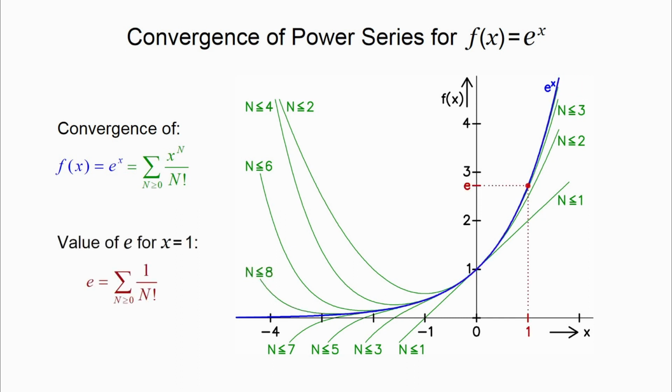The value of Euler's number e is now found by substituting x equals 1 into the power series, turning all numerators into 1. That means that e equals the sum of 1 over n factorial for n ranging from 0 up to infinity.